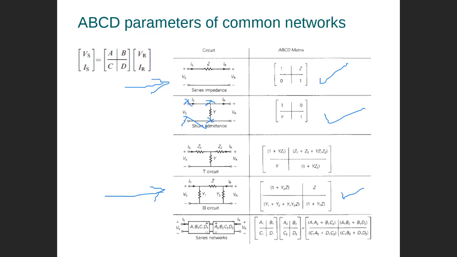Therefore, A will be 1 and B will be 0, because VS equals VR. Remember now, this will be 1 and this will be 0. Therefore, VS equals A times VR plus 0 times IR, which means VS equals VR. Okay, so this is simple.